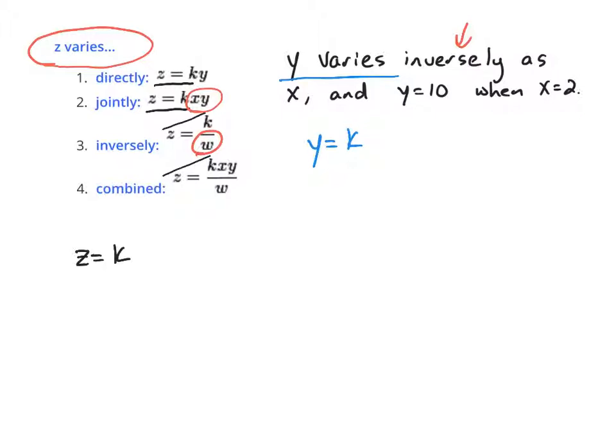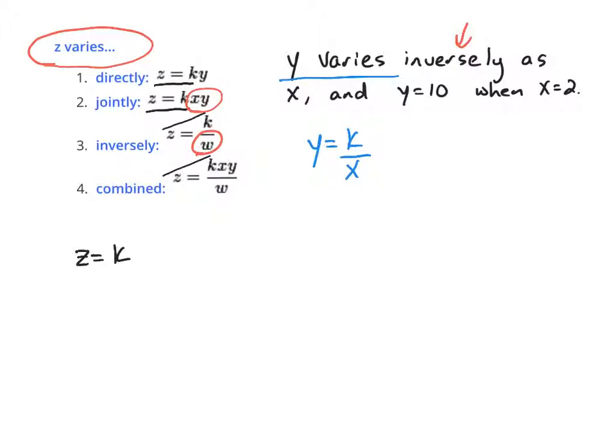So back to my original problem here, we have y varies inversely as x. So y varies, so y is equal to k. Inversely as x, which means we're going to divide by x. So it's varying inversely, or dividing.